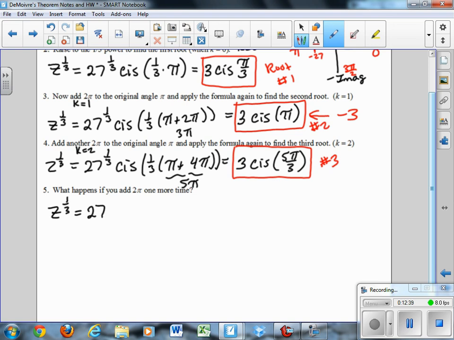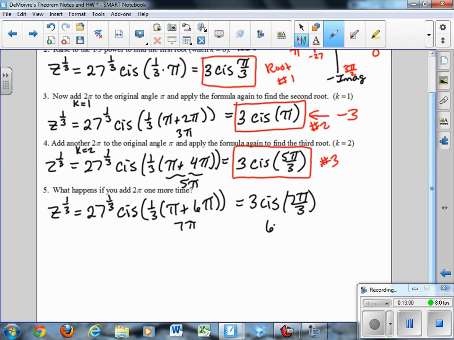27 cis 1/3 of pi plus 6 pi, which is 1/3 of 7 pi. So this is 3 cis 7 pi over 3. And 7 pi over 3 is the same as 6 pi over 3 plus pi over 3, which is the same as 2 pi plus pi over 3. So in other words, I've gone all the way around the circle and back to pi over 3 again. So 7 pi over 3 and pi over 3 are the same thing, so I'm back to root number 1. And if I added 2 pi again, I'd be back to root number 2, and so forth.